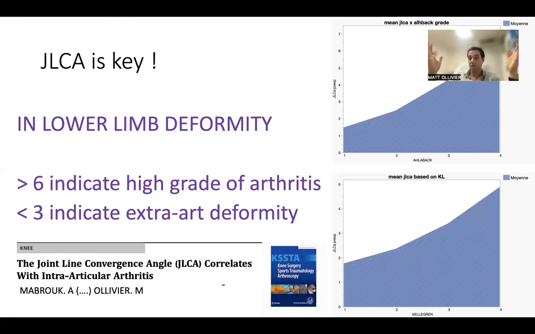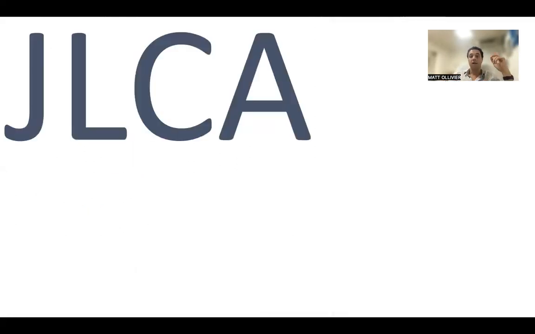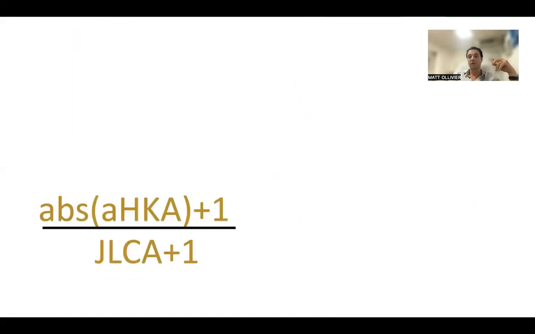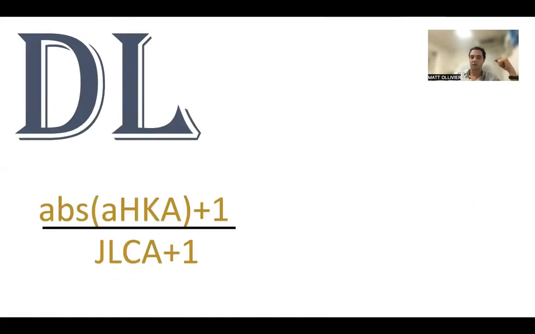If you have 10 degrees of varus, 7 will be outside of the joint and 3 inside of the joint. So the osteotomy will work very well. I will even say that you can create a kind of deformity locator based on this equation: arithmetic HKA, which is the extra-articular deformity, MPTA minus MLDFA, plus 1, divided by GLCA plus 1. Why the plus 1? Because GLCA can be 0, and it's tough to divide things by 0.